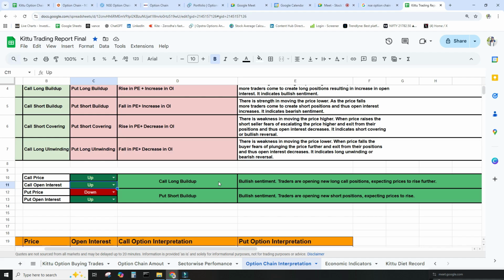Now this is one segment for the bullish area. Let us see one more category here. If price is increasing and the open interest is decreasing, this is again a bullish segment. Why? Because this is a short covering approach. Traders are closing their short positions, driving the prices up. If you want, I can give you an example of what is happening.